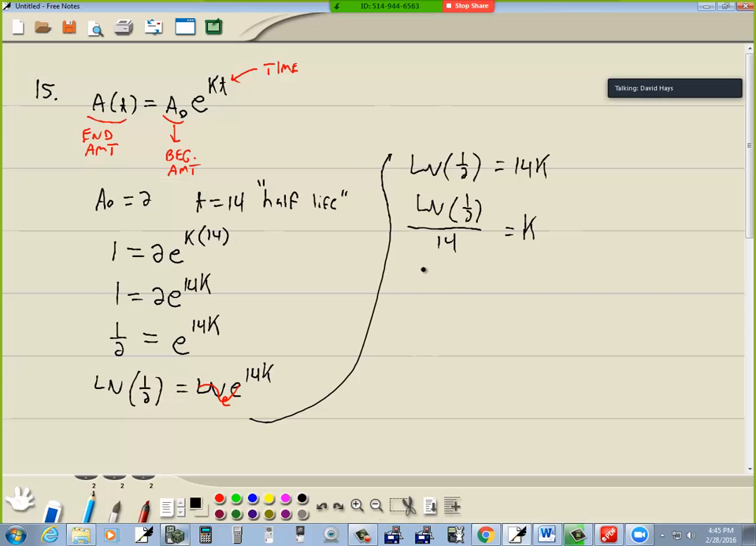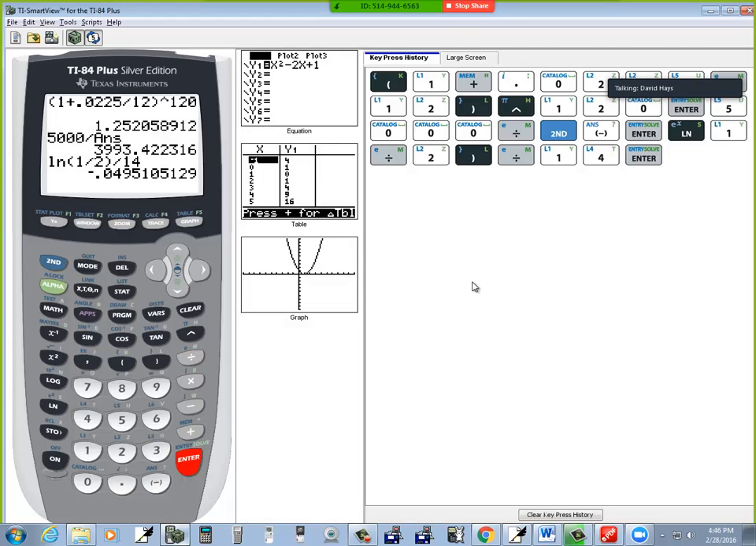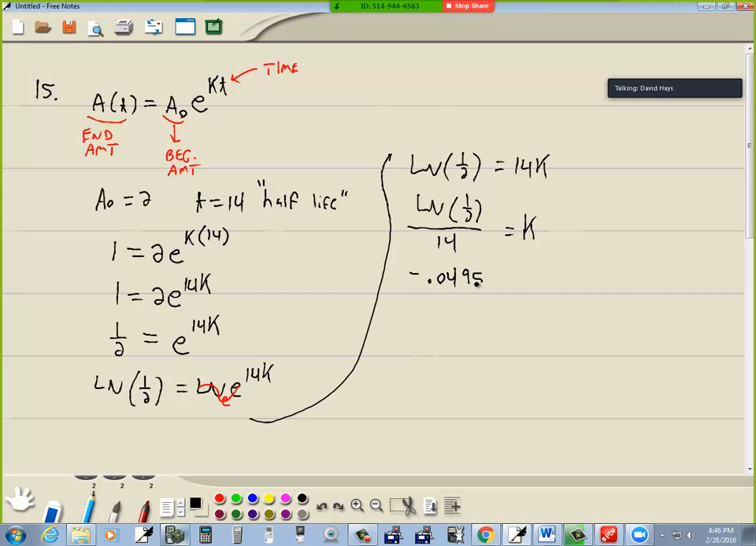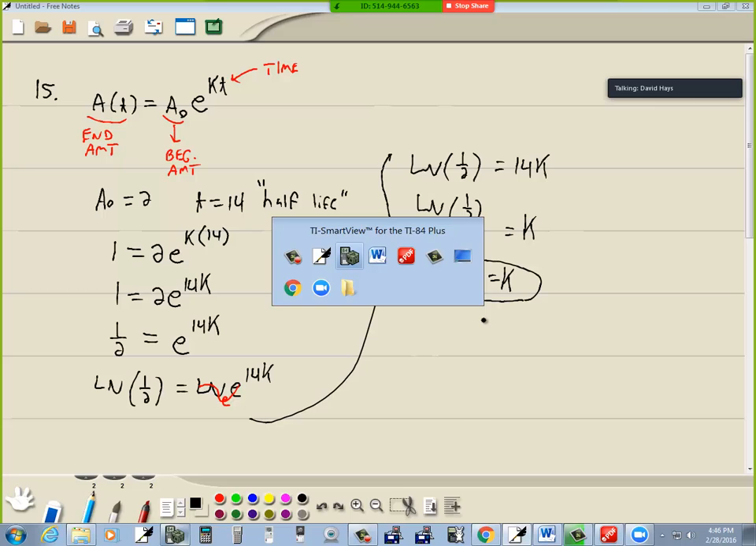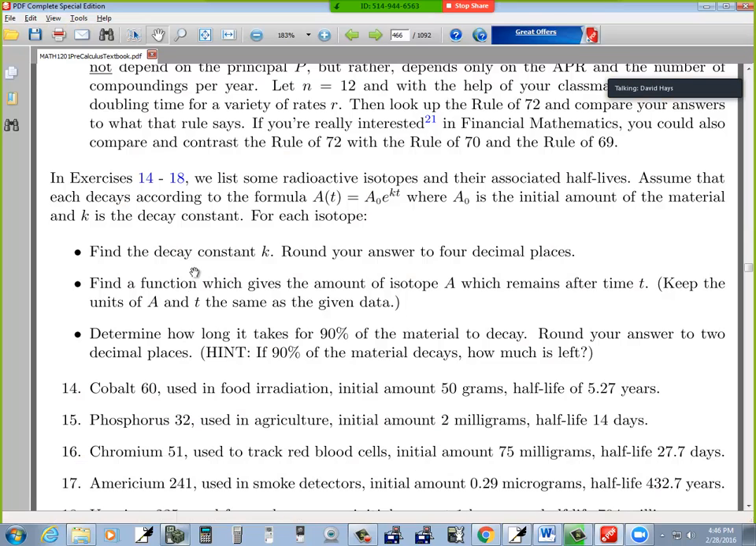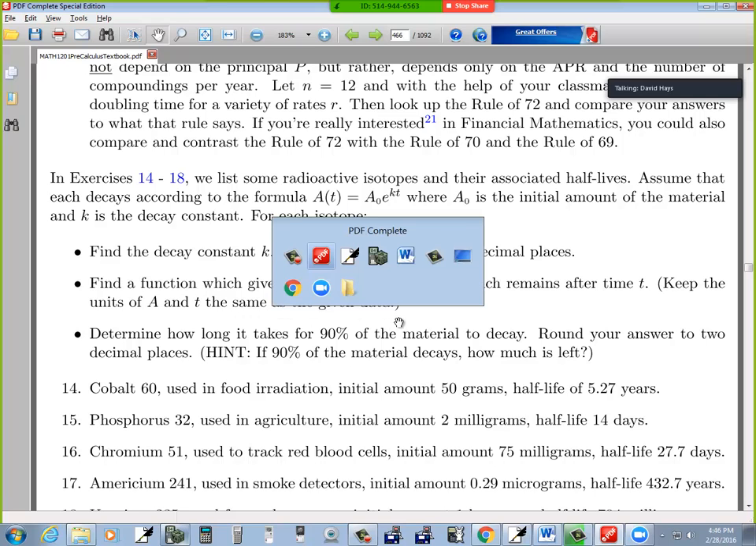In 4 decimal places, we'll have negative 0.0495 is equal to k. I think that's the first thing they're asking for: find the decay constant. Now it says find a function which gives the amount of isotope A which remains after time t. Keep the units of A and t the same as the given data.